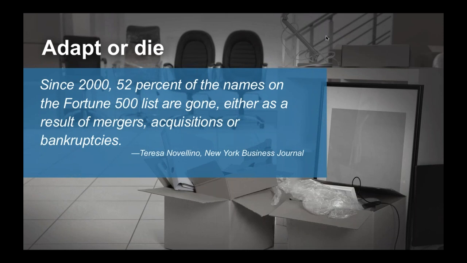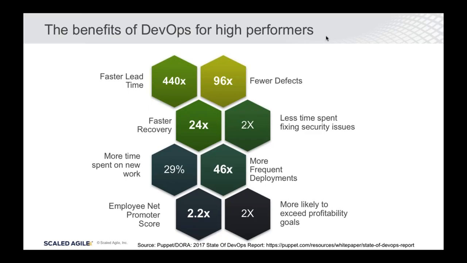People think Agile or DevOps are fads, or on the other side, that I can just do one of them. This is a very important and fatal mistake. And this is drawn out of the 2017 State of DevOps report. You can just see some of the benefits of DevOps for high performers.